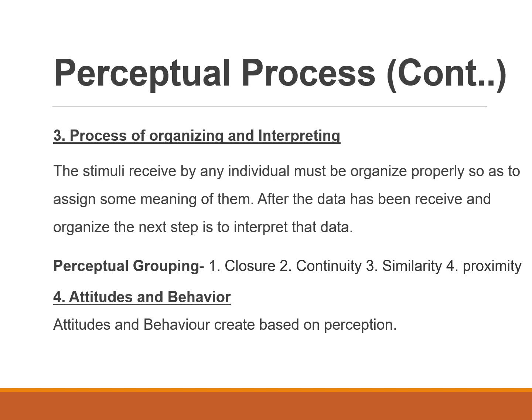So what we should do is organize that information, and then based on that we can provide meaning to it. There are four types of perceptual grouping: closure, continuity, similarity and proximity. We will discuss this later. And the fourth stage is attitudes and behavior. Attitudes and behavior are created based on perception.